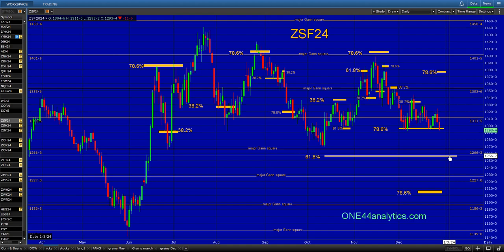Ideally, what you'd like to see if this area is going to hold is that it would hit into here, even trade below it, and then close back above the 1266 quarter major Gann square, and then you can get a rally going again, even though it's making new lows.